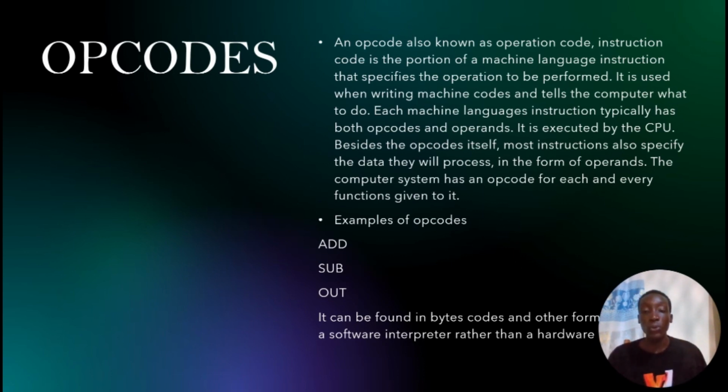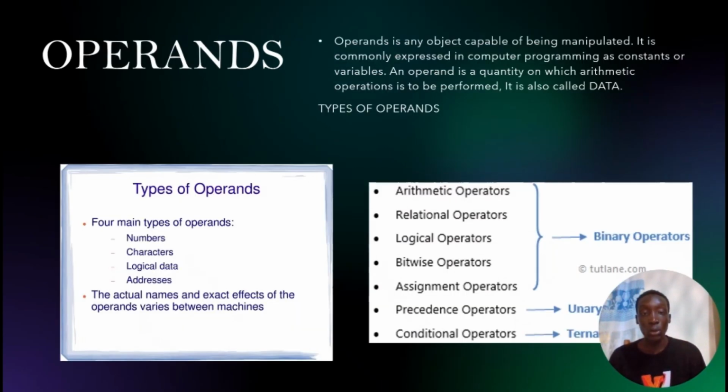Now let's move to the operands. When we say operands, what are operands? Operands are any objects capable of being manipulated. They are commonly expressed in computer programming as constants or variables. An operand is a quantity on which arithmetic operations are to be performed. It is also called data.